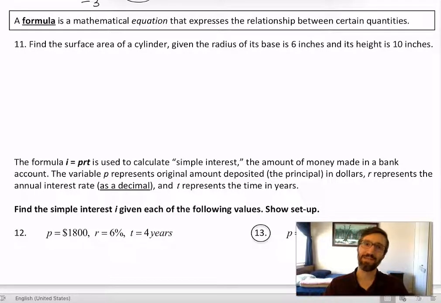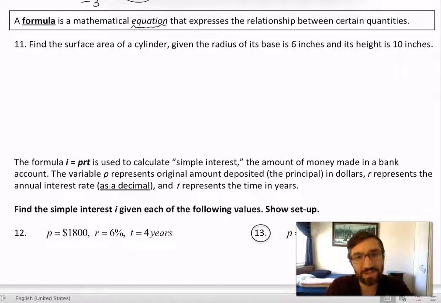Formulas are incredibly important in all sorts of fields, science and math, business, anything that uses a spreadsheet, Excel, you'd be using formulas. So it's really important that you get the idea of what a formula is. A formula is a mathematical equation that expresses the relationship between certain quantities.